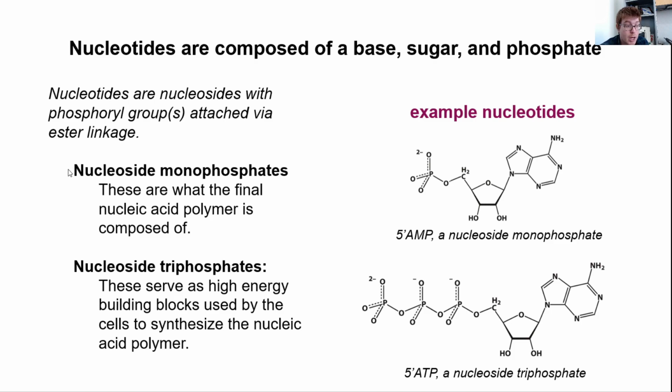You can have nucleoside monophosphates, where there's a single phosphate group. And this is what the final nucleic acid polymer is going to be composed of, a bunch of nucleoside monophosphates. But there are other types of nucleotides, for example, nucleoside triphosphates, like ATP, which I'm sure you've heard about. These serve as high energy building blocks that are used by cells to actually synthesize the nucleic acid polymer. And so from a starting nucleoside, you can create a variety of nucleoside monophosphate, diphosphate, and triphosphate nucleotides. The key thing to remember is that there's a phosphate group in that 5' position.